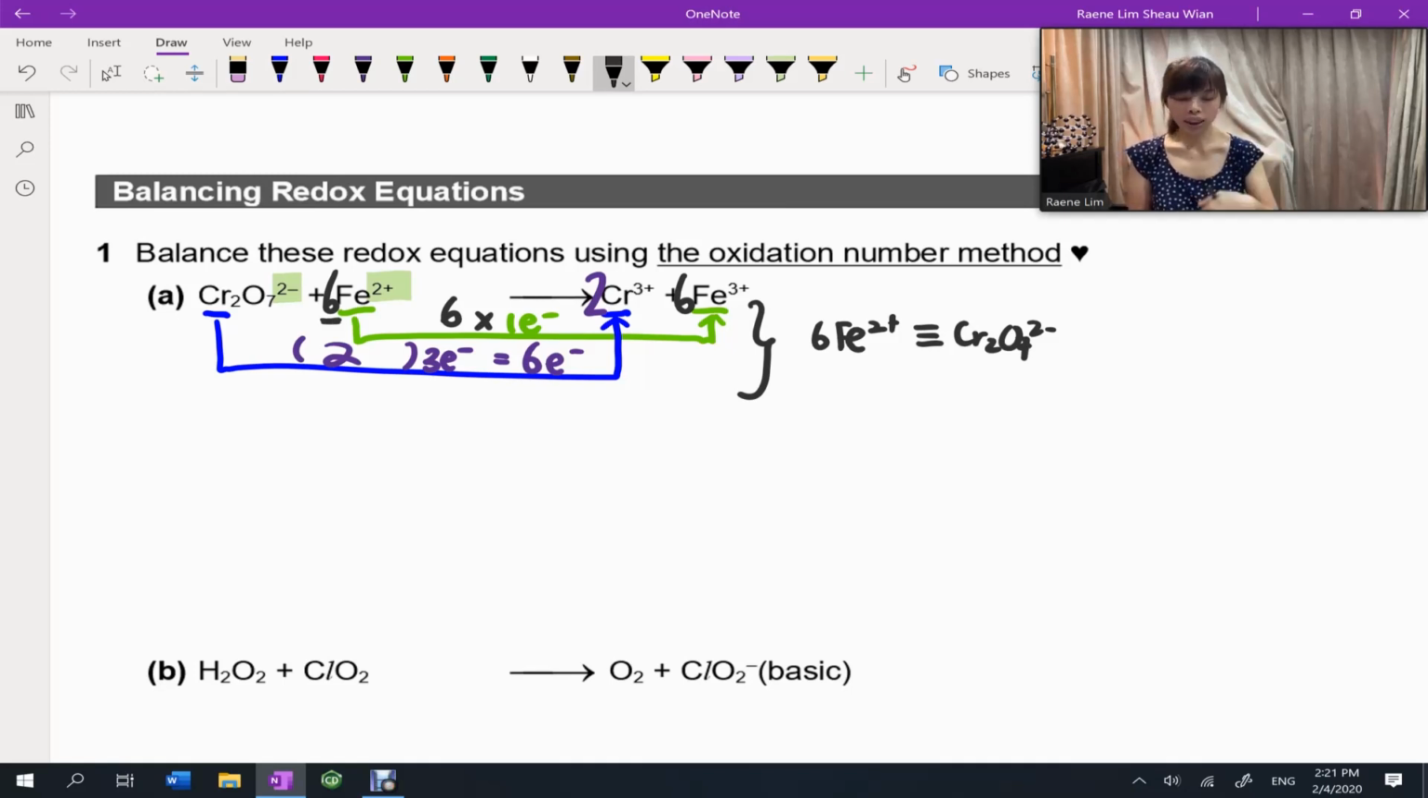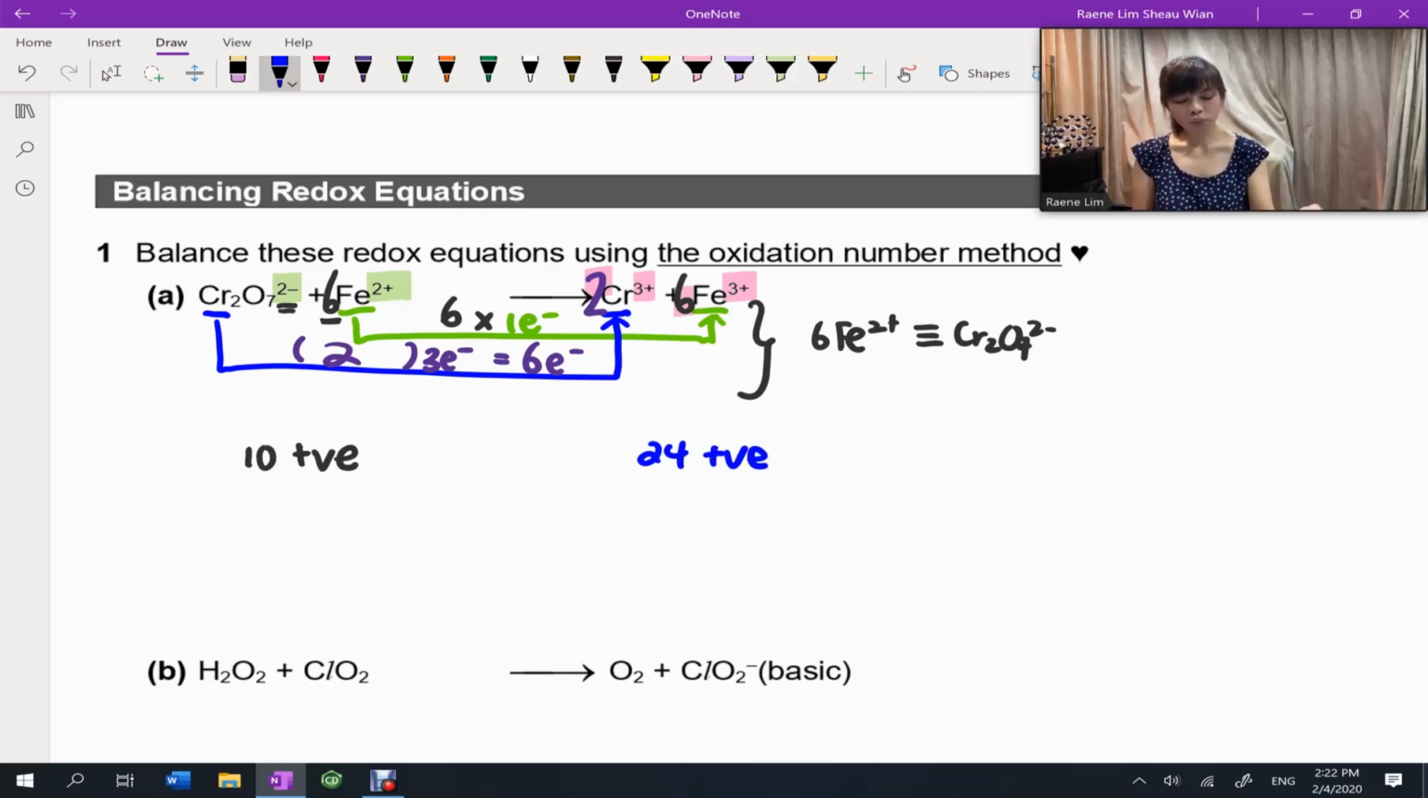So you need to get 6 times 2 plus, so you have 12 positive charges minus 2 negative charges, you get 10 positive charges on the left hand side. And on the right hand side, you have 2 times 3 plus, a total of 6 positive charges, plus 18 positive charges, you get 24 positive charges.